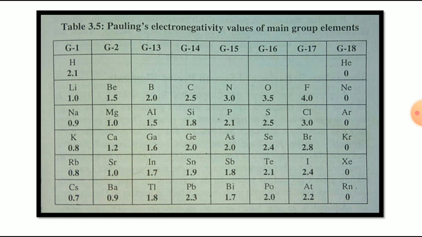But in group number 15 and 16, electronegativity of elements decreases gradually as we move down the group. This decreases because of the increase in atomic size of the elements down the group. The decrease in electronegativity of these elements also indicates a change from non-metallic to metallic nature of the elements.